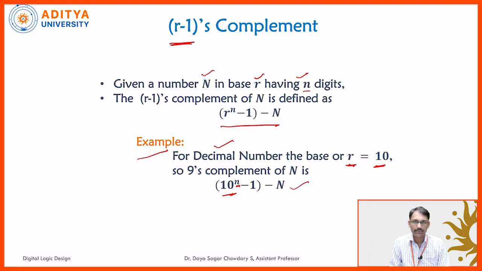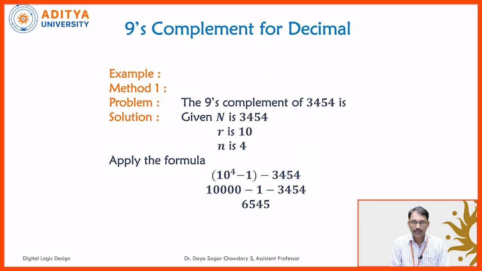So we will check how we can calculate the other operations also. Now coming to the nines complement for decimal. There are two methods by which we can calculate the nines complement. First of all, we follow method 1. For method 1, the problem is the nines complement of 3454. This is the problem, and the given number is represented with capital N.